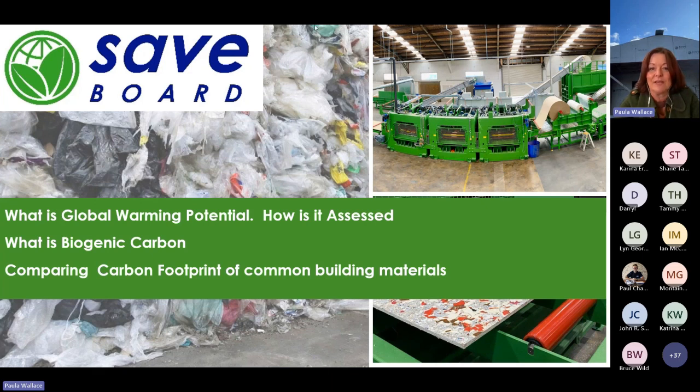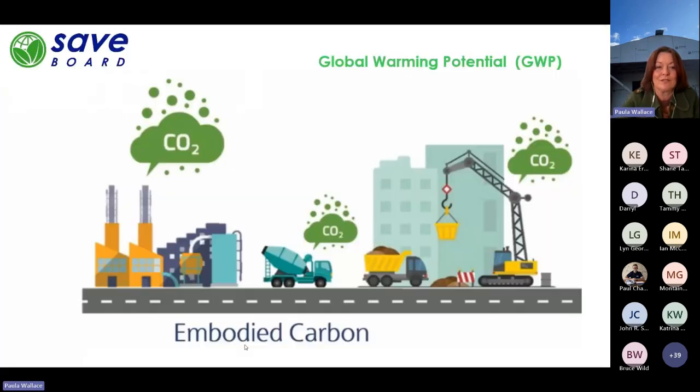So just to recap, looking at global warming potential and how it's assessed, what is biogenic carbon, and then comparing the carbon footprint of some common building materials. So first up, global warming potential. So what is global warming potential? And that is also often referred to as GWP.